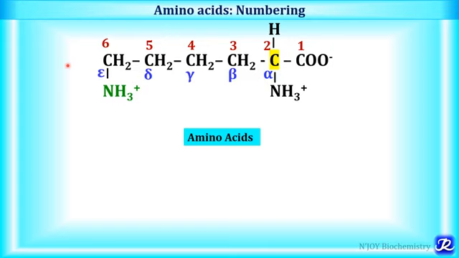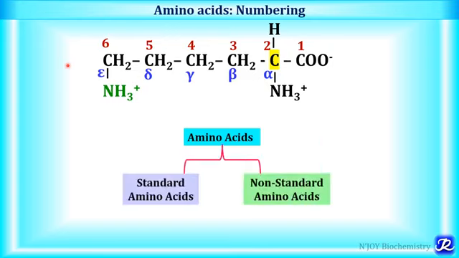Amino acids are of two types: standard amino acids and non-standard amino acids. So what is meant by standard amino acids? Standard amino acids are 20 in number, because although there are 300 amino acids which occur in nature, all proteins are made up of just 20 amino acids in varying combinations.